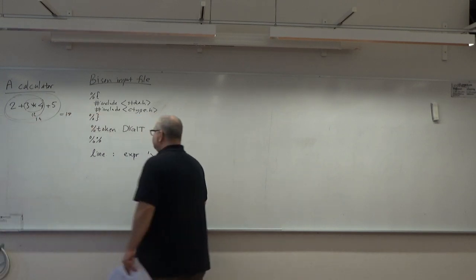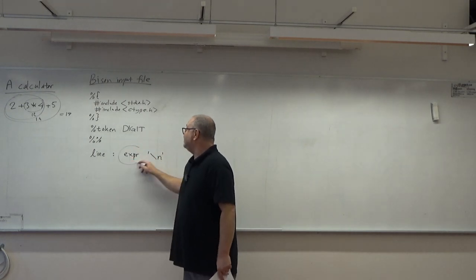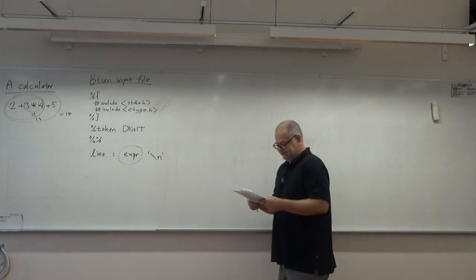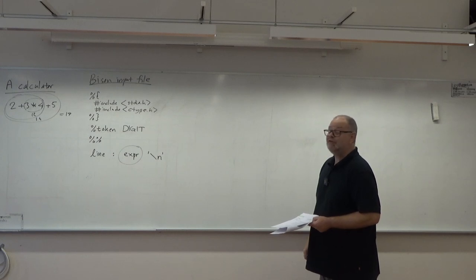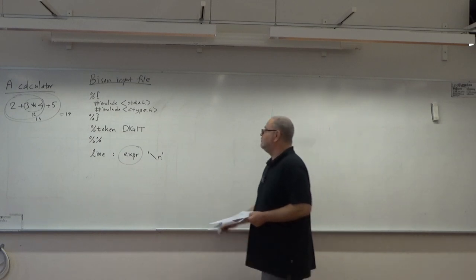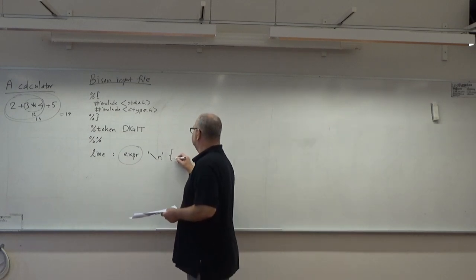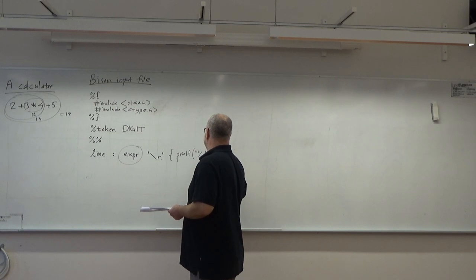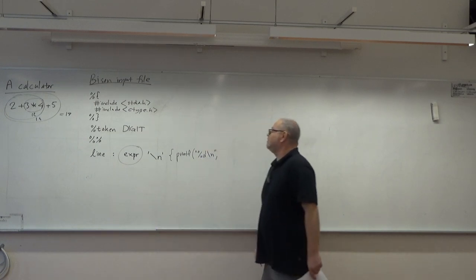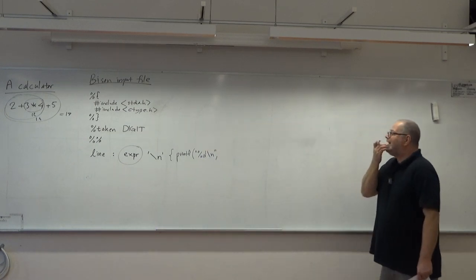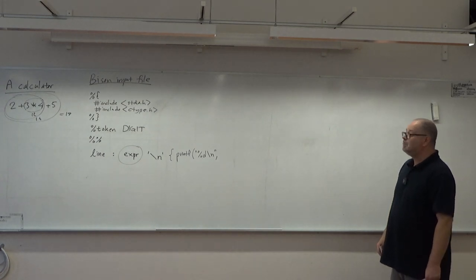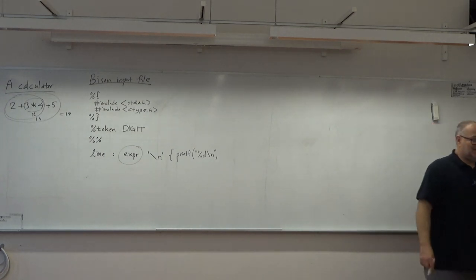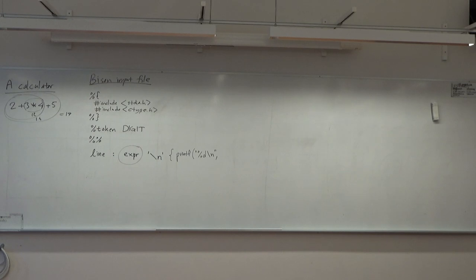And then, when I've entered one line, I want to print the result. So we have printf, and I'm printing a number, so I use %d just to print a number. But how do I get the number? Where do I find the number? Here come the attributes of the parse tree.